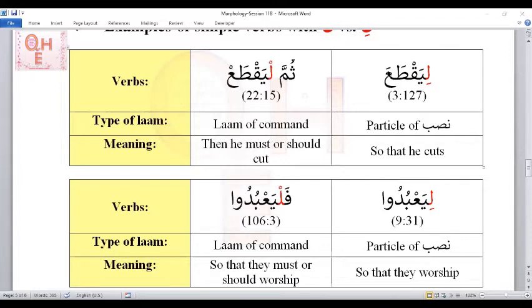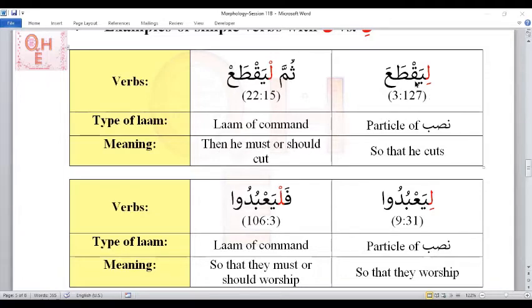Okay. So now let's look into the detail of each of these verbs. So this is obviously the type of lam is a lam of command. And now look at the meaning. Thumma means then. And qaf ta ain gives the base meaning to cut. So this verb originally, who is the doer here? This is a third person singular male, he, right? So the original meaning is he cuts. Now lam of command brings the meaning of must or should, right? So now what's the overall meaning? Thumma means then he must or should cut.